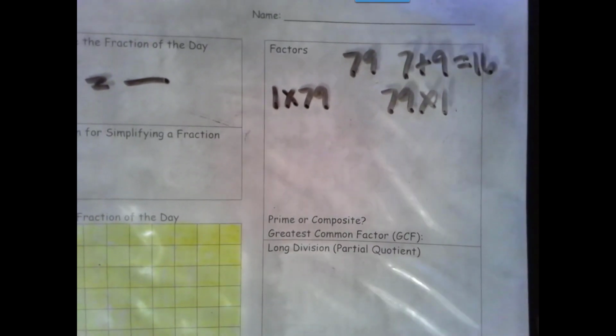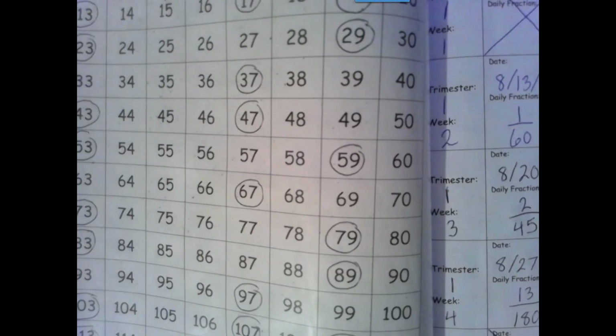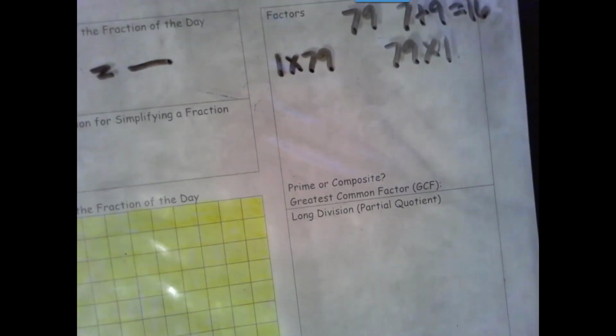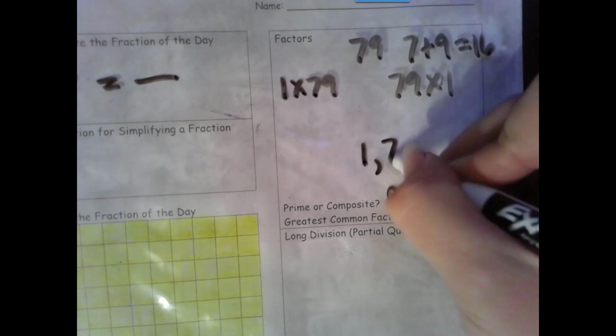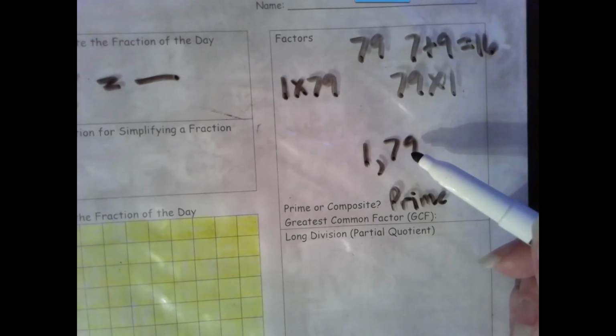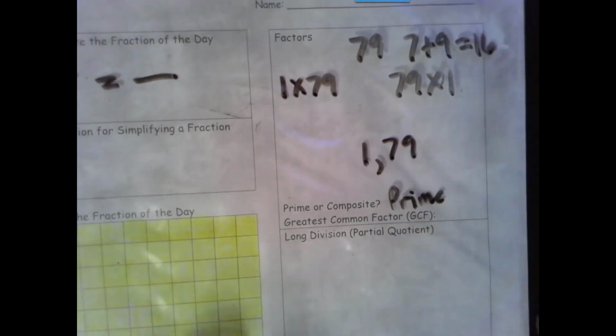I have a sneaky suspicion that 79 may be prime. So I'm going to look on my prime number sieve. Yes, 79 is prime. So we have found all our factors. If it's prime, it means it has exactly 2 factors, 1 and the number itself. Now we just need to find our greatest common factor. So let's see if 79 works. If it doesn't, then 1 is our greatest common factor.